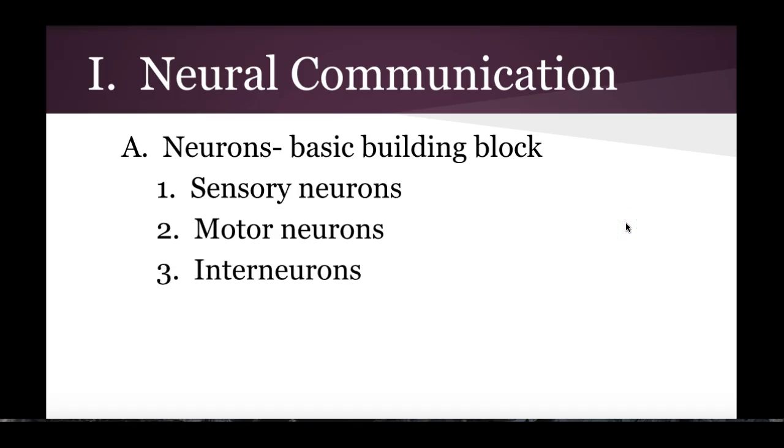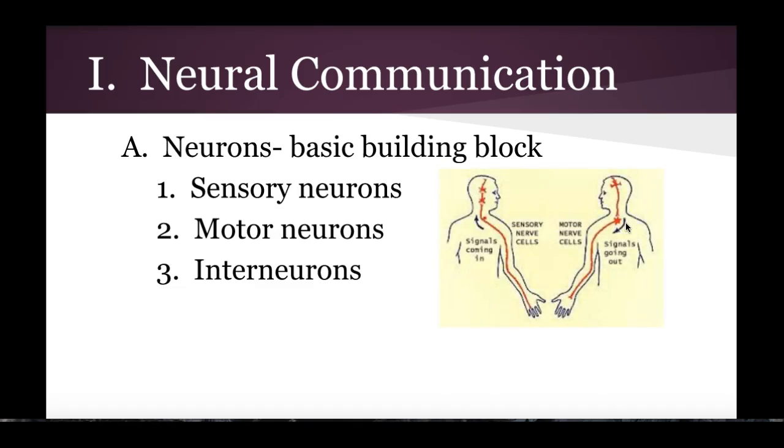And in between the two are what we call interneurons. Interneurons are in your brain, and they take the information from your sensory neurons and pass it on to your motor neurons, which tells your motor neurons to move. So this is a good visual. Sensory neurons bring information, signals coming into the brain. Motor neurons are signals coming out of the brain telling you to move.